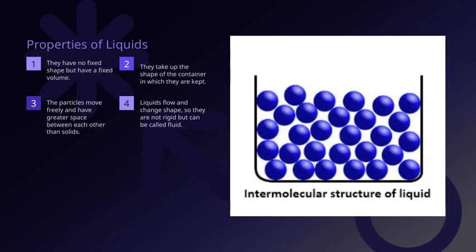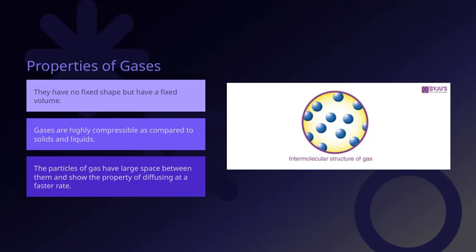This flexibility is a key characteristic that sets liquids apart from solids and gases, and it's essential to understanding their behavior in different situations. Let's talk about some key properties of gases. First, gases do not have a fixed shape like solids or liquids do. Instead, they take the shape of the container they are in, but they do have a fixed volume, which is quite interesting. Another important point is that gases are highly compressible.